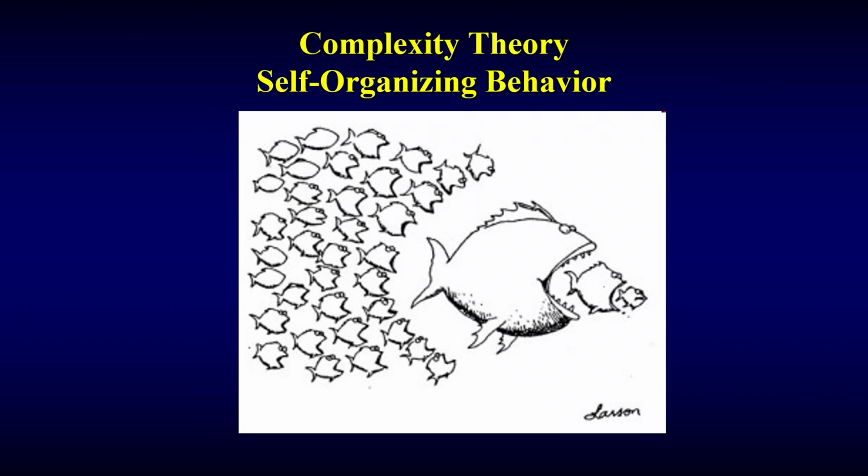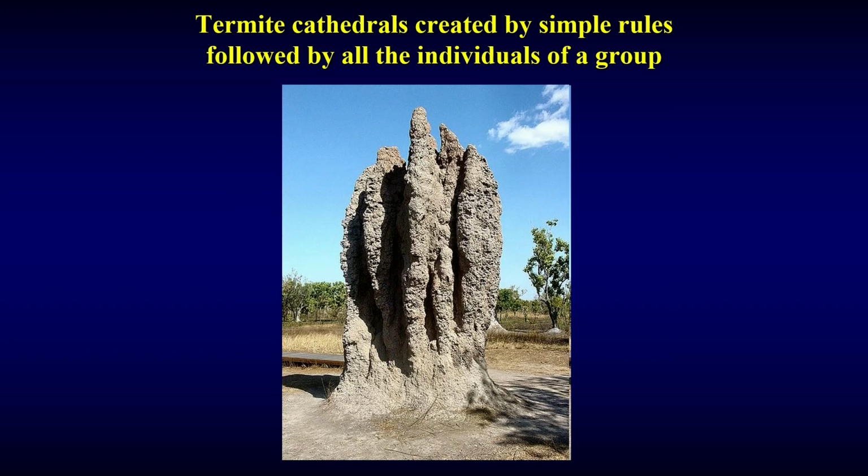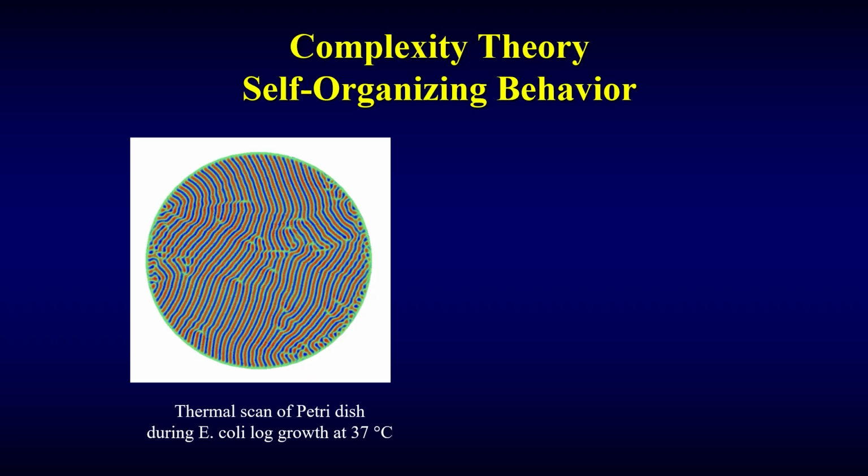Complex systems are self-organizing, and it's the self-organization that allows them to survive. When you look at a termite cathedral, it's only created by termites that use 3 simple rules. And every termite cathedral looks different, but every single one of them has the same basic structure. Just like all trees look different, but you recognize the tree when you see it. This is an example of a thermal scan of a petri dish of log growth E. coli. And you will notice that the E. coli have lined themselves up in clear orders. We didn't tell them to do it. They did it on their own.